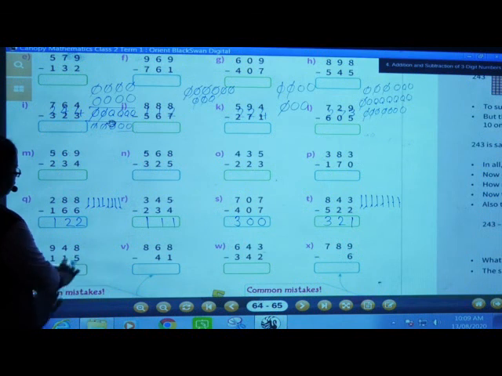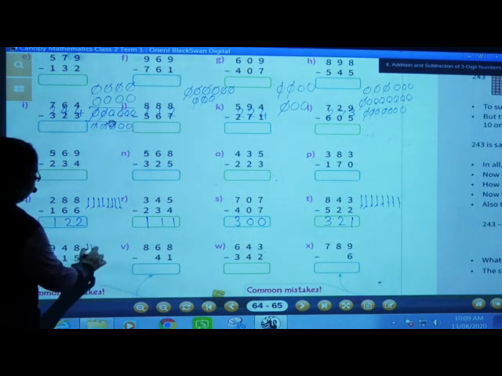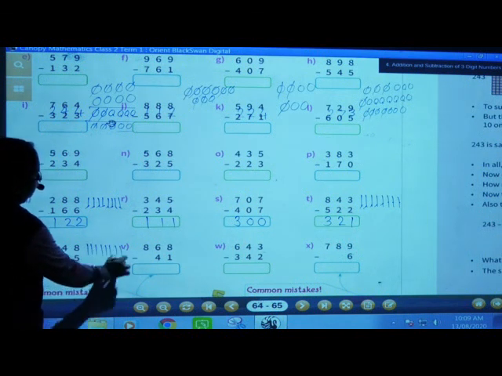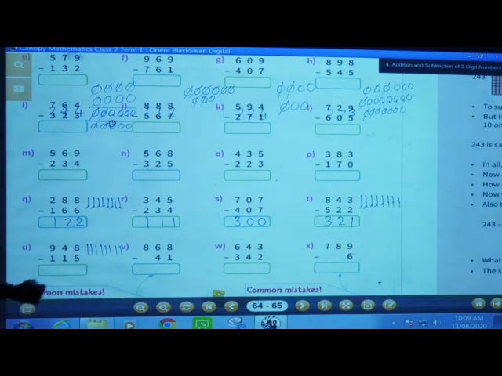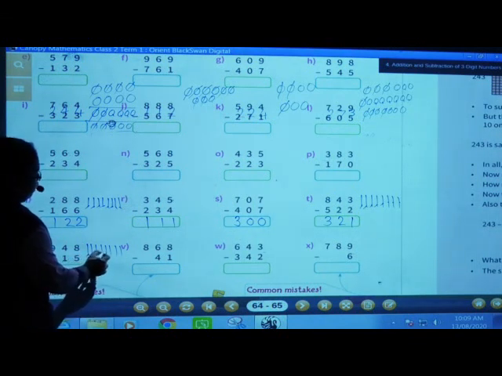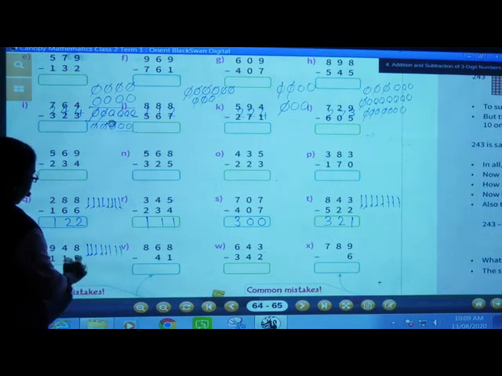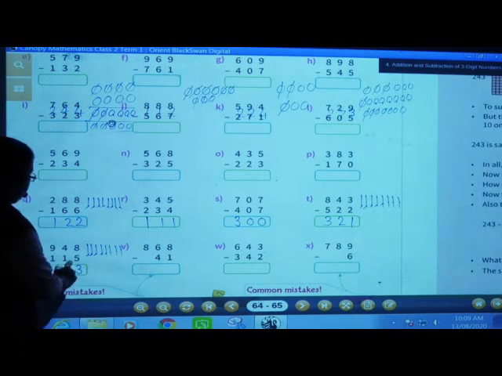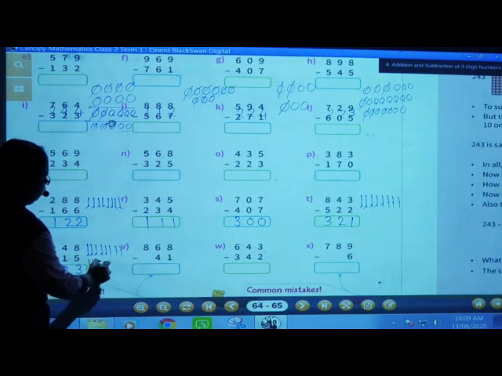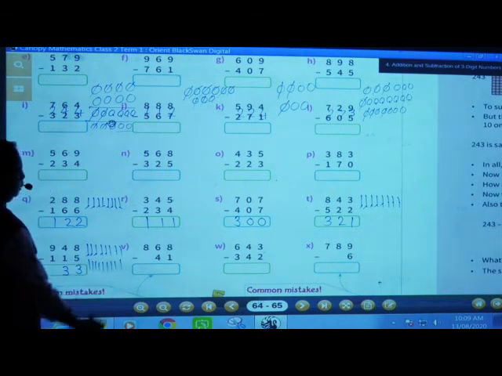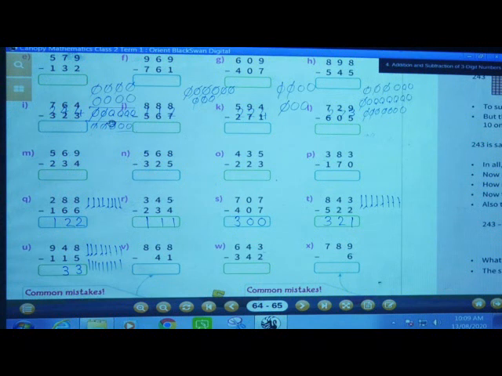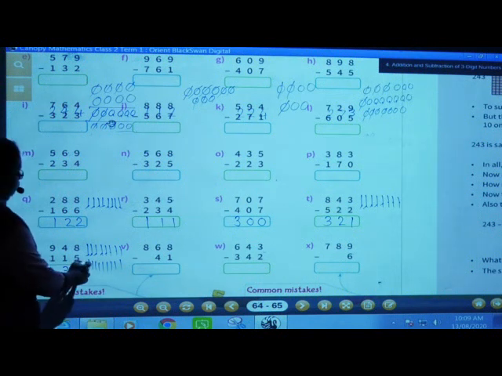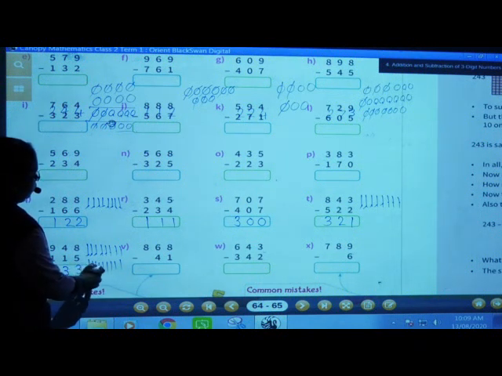Then here 8 minus 5. 1, 2, 3, 4, 5, 6, 7, 8. 8 minus 5. 1, 2, 3, 4, 5. 1, 2, 3. Then 4 minus 1, correct, 3. Then 9 minus 1. 1, 2, 3, 4, 5, 6, 7, 8, 9. So 9 minus 1 is 8. 1, 2, 3, 4, 5, 6, 7, 8.